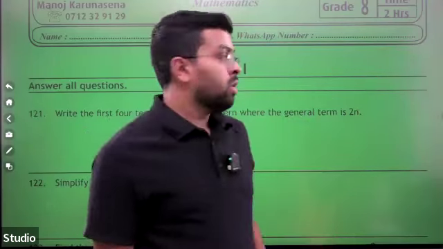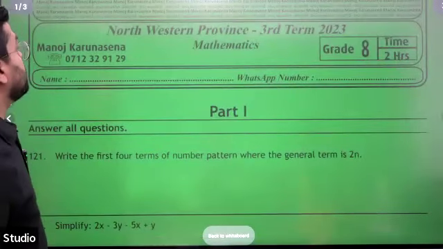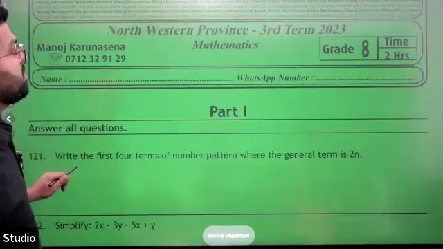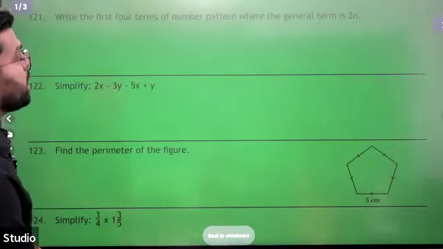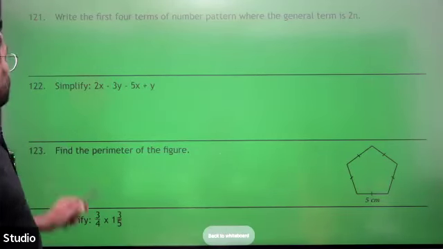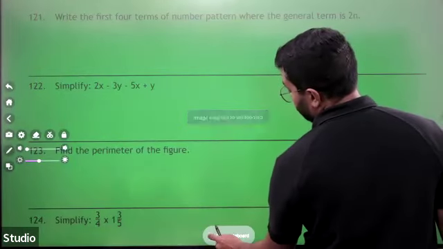All right. Okay, question number 121 onwards. The past paper is Northwestern Province third term test 2023. Right. All right. Okay. Shall we?